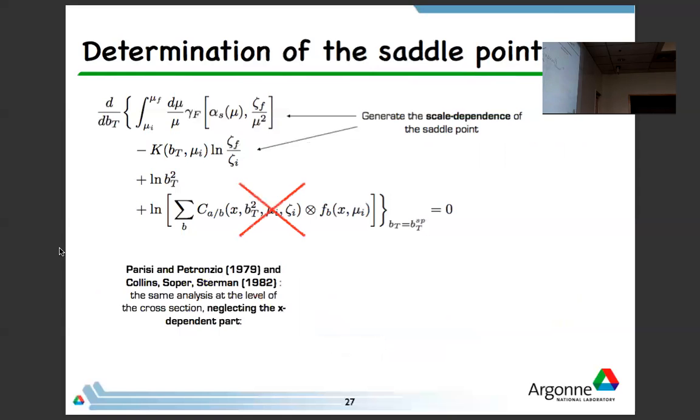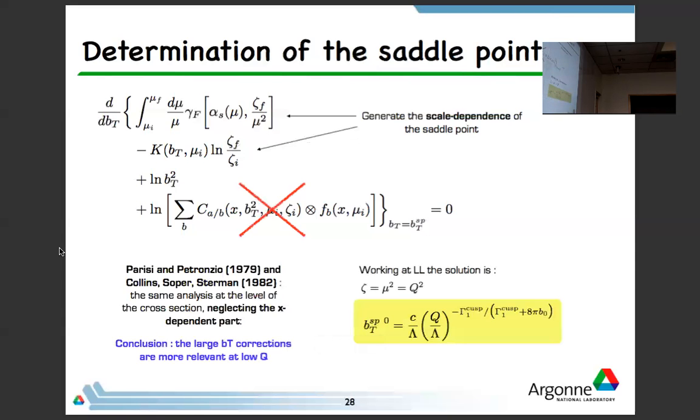Okay, let's look at how to solve this equation. This is not a new problem. Parisi, Petronzio, and the CSS authors studied it back in 1979 and 1982. But they only looked at the two terms that generate the scale dependence, so without looking at the x dependence, and they were doing it at the level of the cross section. We are doing it at the level of the single TMD PDF. If you solve this equation at leading log, you understand basically that the saddle point has this kind of functional form as a function of Q, which tells you that the saddle point decreases when Q is large, which corresponds to our intuitive picture that the non-perturbative corrections are not that important when Q is large, okay?